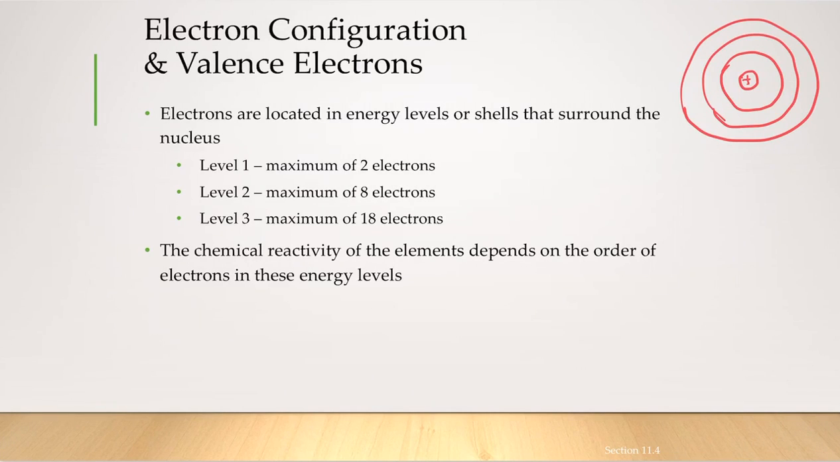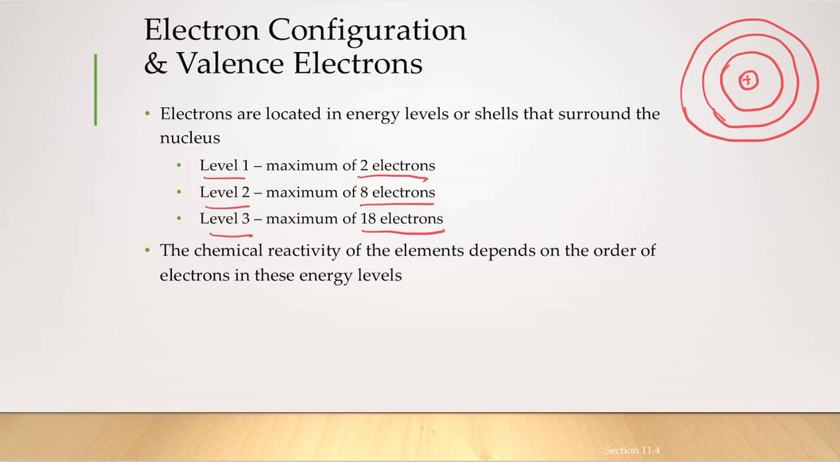These energy levels are also called shells, and they can accommodate different numbers of electrons. For example, level 1 can accommodate a maximum of 2 electrons, whereas level 2 can accommodate a maximum of 8 electrons, and level 3 can accommodate a maximum of 18 electrons.